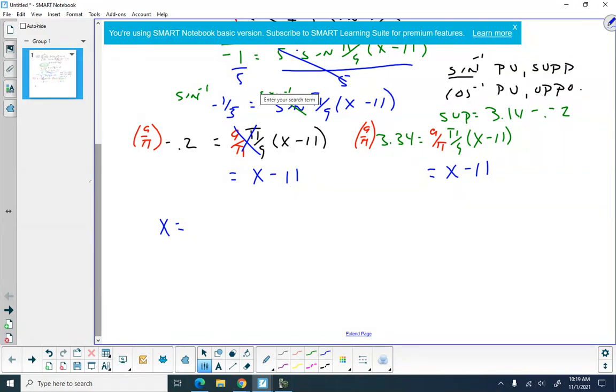Take your 3.34, you can multiply that by 9, divide by pi, then you can add your 11 to both sides.